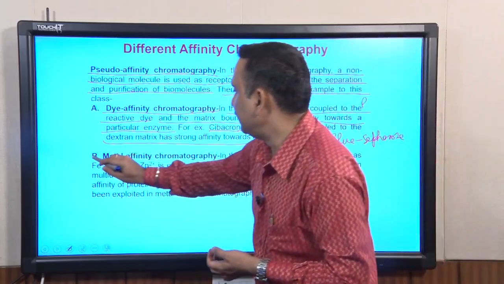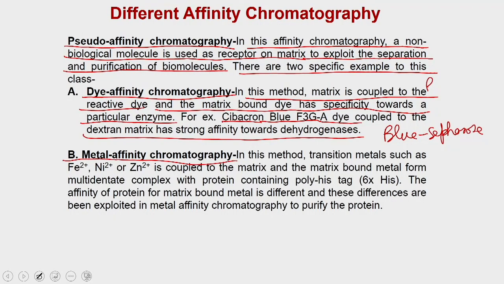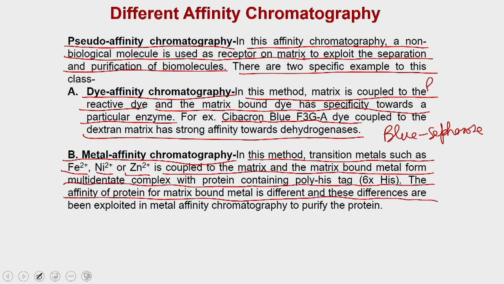Second is metal affinity chromatography. In this method, transition metals such as iron, nickel or zinc are coupled to the matrix, and the matrix-bound metal forms a multidentate complex with proteins containing polyhistidine. The affinity of the protein for the matrix-bound metal is different, and these differences are exploited in metal affinity chromatography to purify the protein.